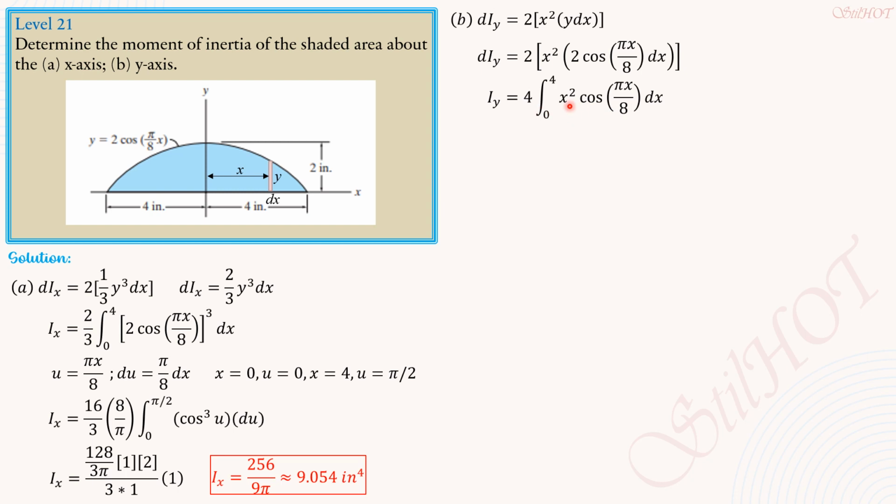This is integration by parts, so let me denote u sub 1 as x squared. Then the differential of u1, differential u1, is 2x dx. Then dv1 is cosine of pi x over 8 dx.